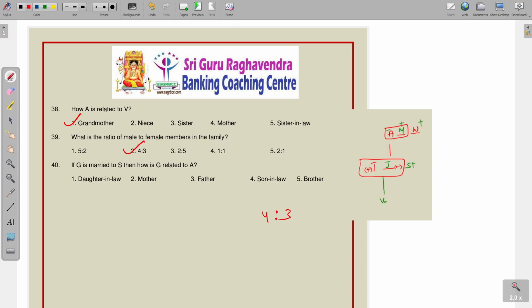If G is married to S, okay, if G is married to S, so G is the female. And next, how G related to A? So obviously G is the daughter-in-law of A. Okay, it is the final question.